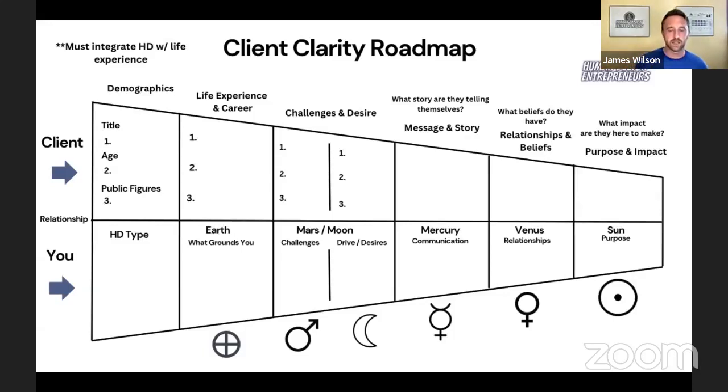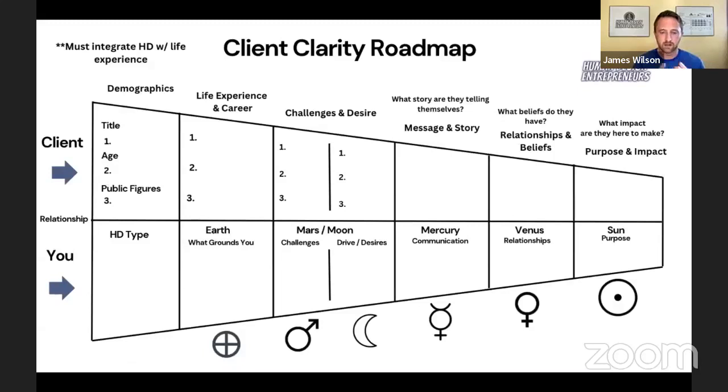And then what beliefs do they have? Because a lot of times the beliefs are what can hold them back, that you can then be there as a trusted advisor to shift their beliefs for them, or have them believe in themselves a little bit more, just some support and encouragement. And then last, purpose and impact.